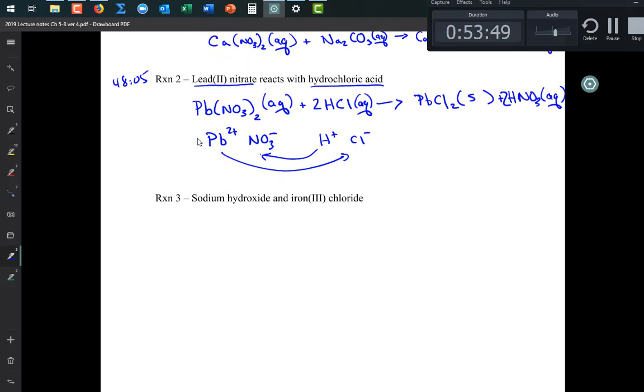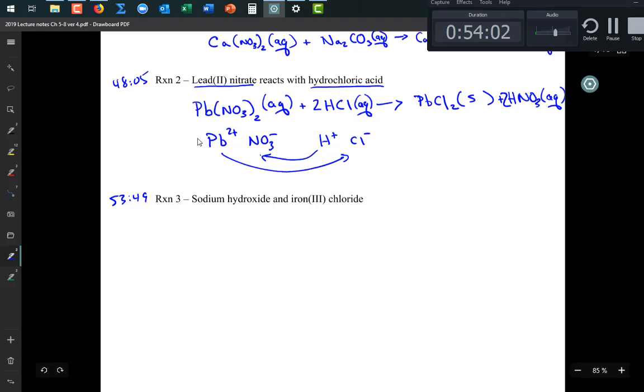All right. So sodium hydroxide and iron 3 chloride. What's sodium hydroxide? Okay. It's Na plus and hydroxide is OH minus. That's one of those ones you're supposed to memorize just because it's not on the chart anywhere, right? It's just one of the ones you're supposed to memorize.